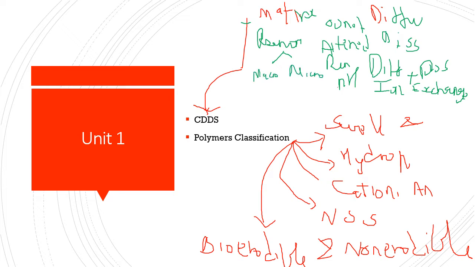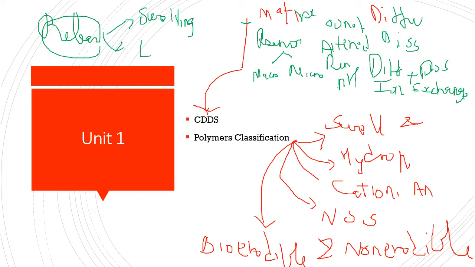And mostly the release of the drug is via swelling or wetting of the polymer or via erosion. Now this erosion can be either bulk erosion or only the surface gets eroded. So from controlled drug delivery system, this is very important.